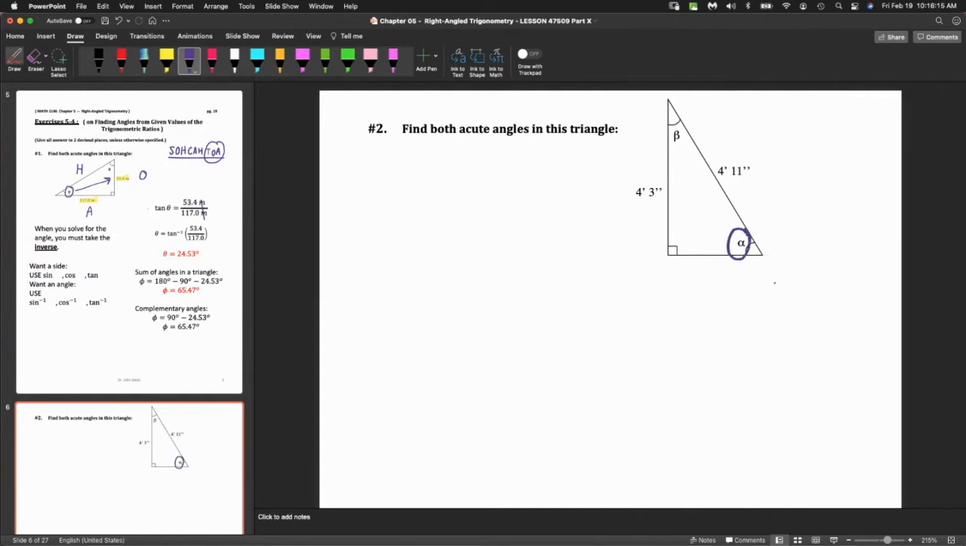I'm going to go for alpha first. So can someone tell me, this is the hypotenuse. Relative to alpha, is this opposite or adjacent? What's that one there?